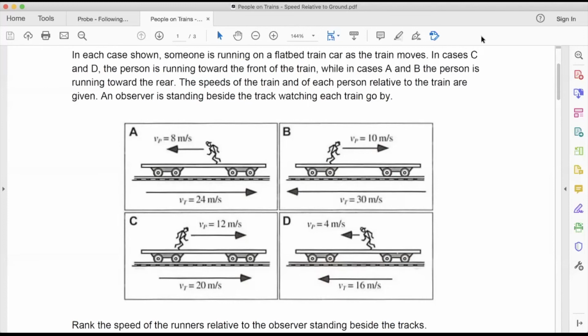This is all relative motion, basically either summing them up if they're going together or subtracting them if they're going in opposite directions. That, my friends, concludes what we're going to do together synchronously. So what do you have to do on your own?